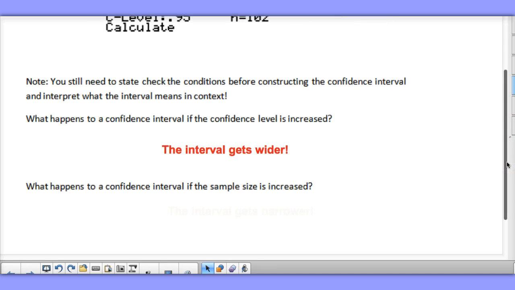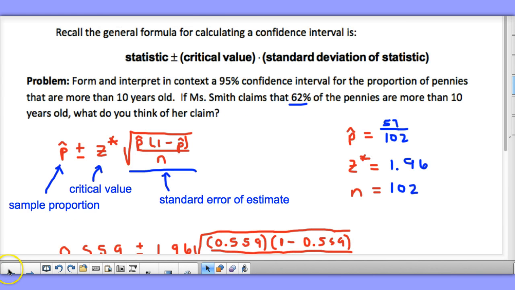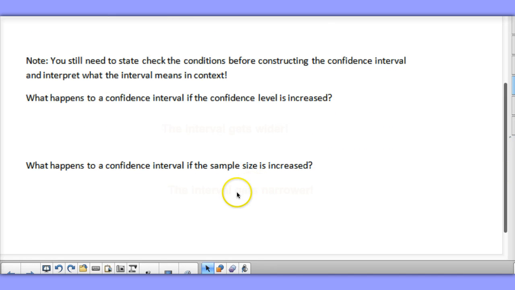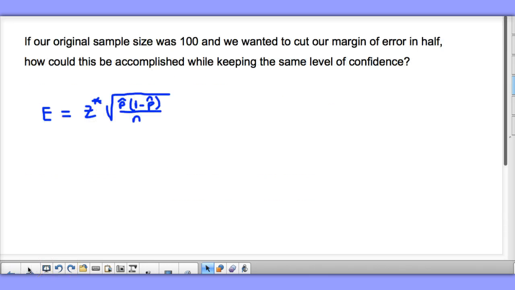What happens to a confidence interval if the sample size is increased? Well, let's think about that. If the sample size is increased, that means our denominator is going to get bigger here, and that means our standard error of our estimate is going to get smaller. So if our sample size is increased, that means that our interval is going to get narrower. Let's take a look at one final question.